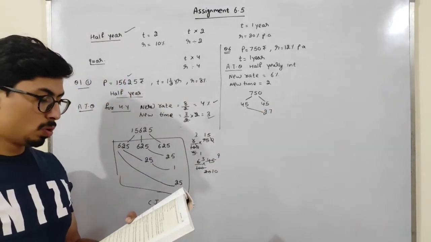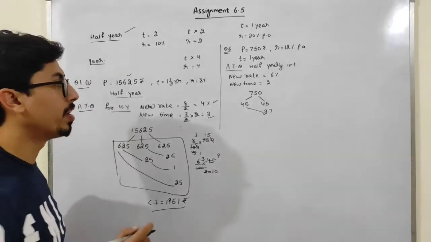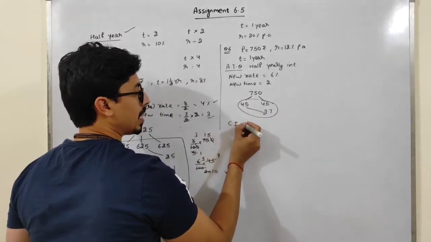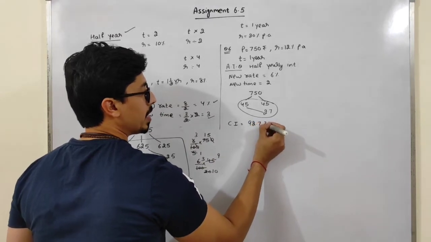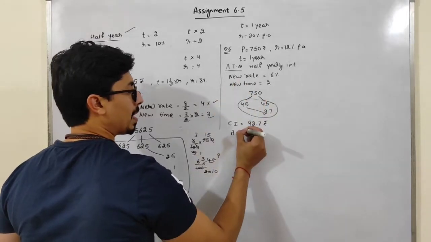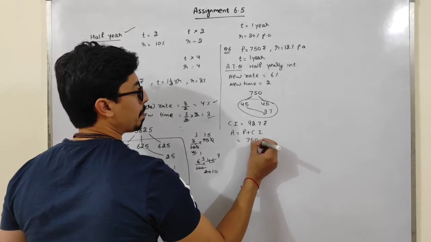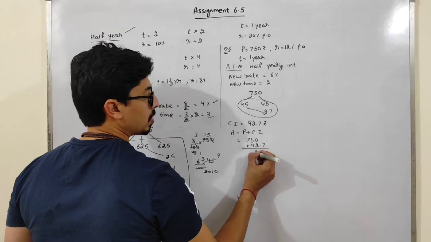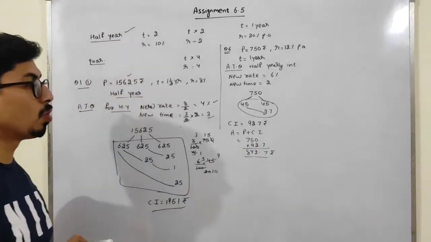Okay. Now what we have to do, students? We have to find out the amount and the compound interest. So this is our compound interest, that is 90 plus 2.7. So 92.7 rupees is my compound interest. And the amount is principal plus compound interest. That means 750 plus 92.7. So how much it is? 842.7 rupees.